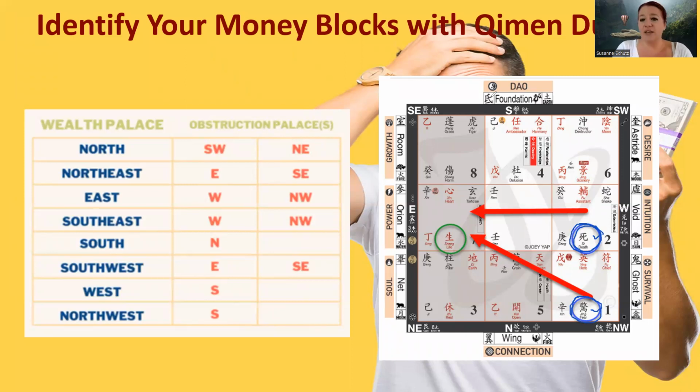And then we've got the fear door. So like for this person here in this example, the fear door is one of the issues or one of the keys to financial blocks for this particular person. Now, if you have the fear door obstructing or countering your wealth palace, it means that you may be reluctant to take on more responsibility because you are afraid of the stress that comes with it.